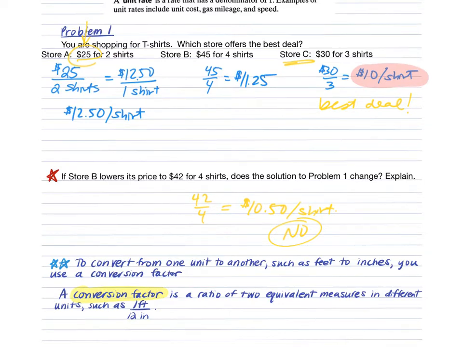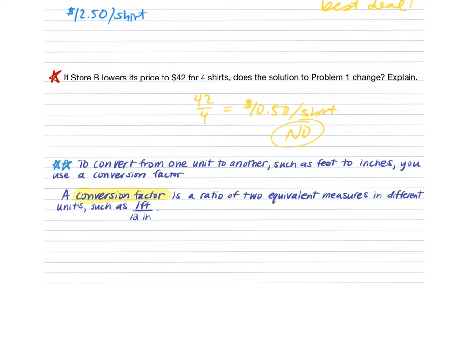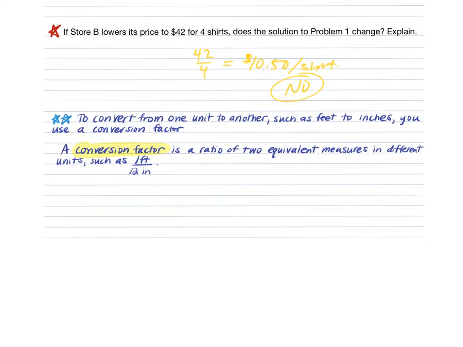Okay, so moving on to conversions. To convert one unit to another, such as feet to inches, you need a conversion factor. A conversion factor is a ratio of 2 equivalent measures in different units, such as, if we know that 1 foot equals 12 inches, you could write it as a factor or a fraction, right?